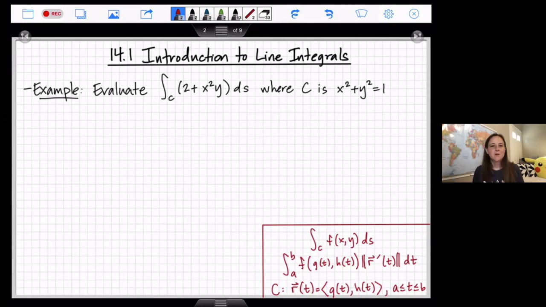So let's actually try to calculate one of these line integrals. So I've got the line integral of 2 plus x squared y ds, where c is the curve x squared plus y squared equals 1.